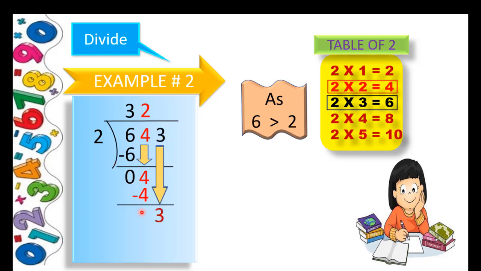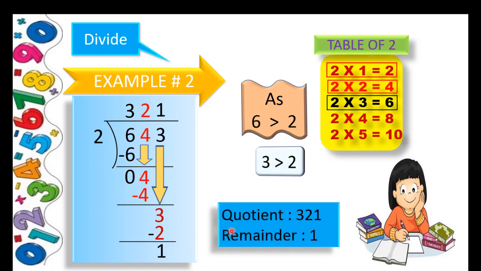down 3. 3 is greater than 2, so it means that 2 can divide 3, and we will find the product. In the table of 2 you can see here 2 ones are 2 which is nearest to 3. Then write 1 above 3 and product under 3 in ones column, and then subtract 3 and 2, and then we will get 1 as remainder. As there is no more digit for bringing down and 1 is also less than 2, so therefore 2 can't divide 1, so division is finished here. So my dear students, here 321 is a quotient and 1 is a remainder.